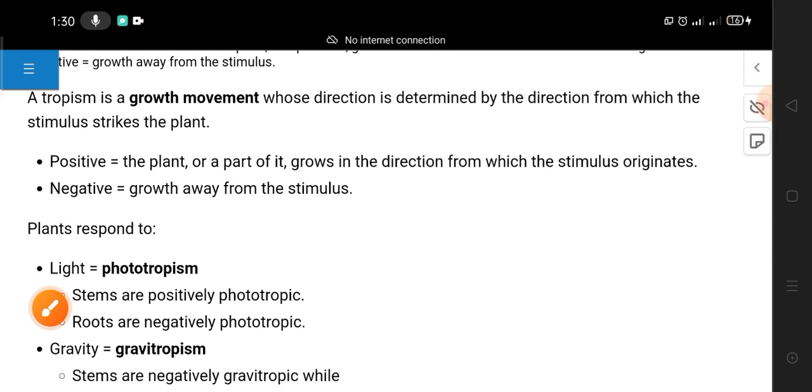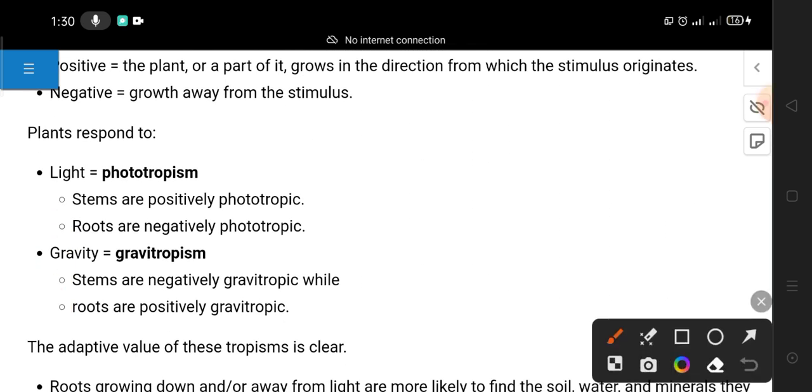The next is plant response. Which are the factors toward plant tropism? Plants show tropism behavior or response to these factors. One is light, and this is called phototropism. Stems are positively phototropic, meaning stems move toward the light, while the roots are negatively phototropic, meaning the roots move away from the light. The next is gravity, and this tropism is called gravitropism.